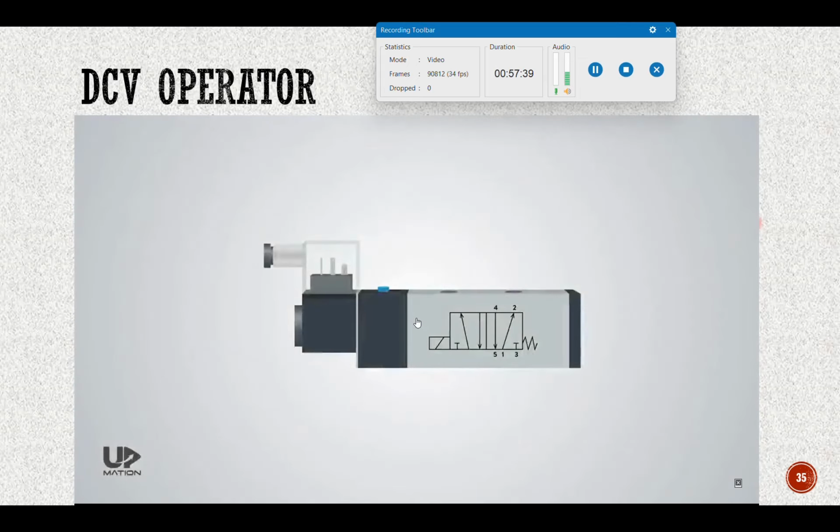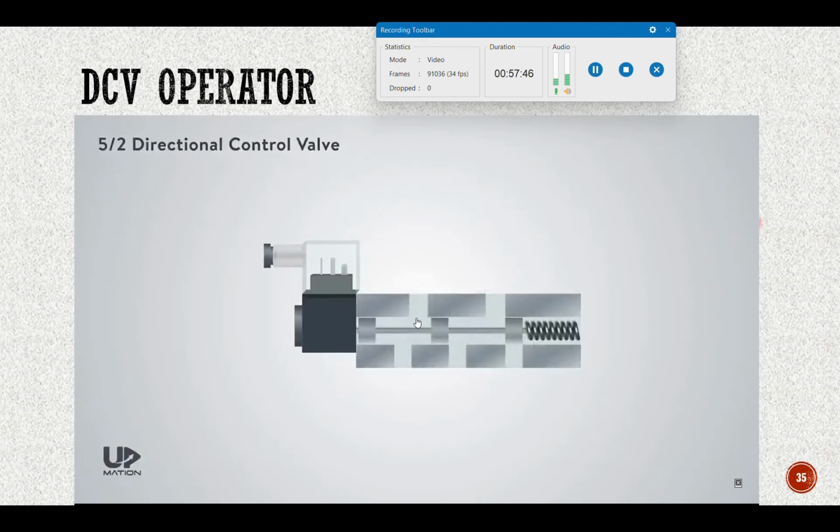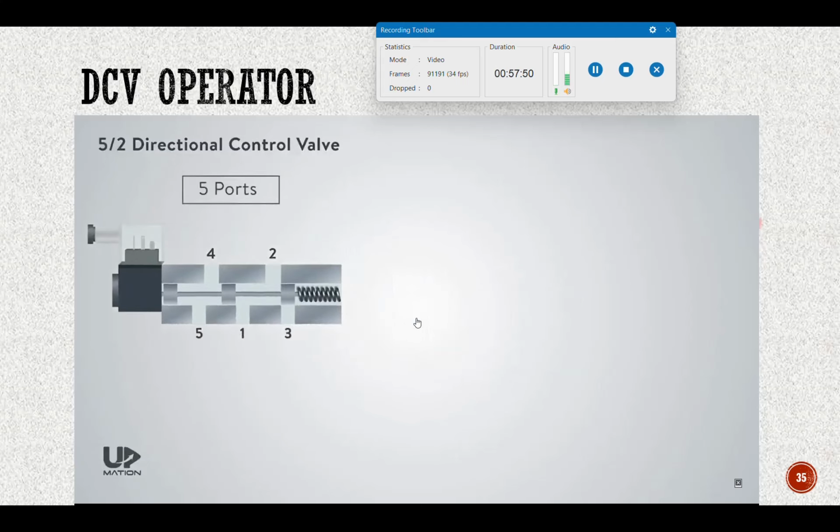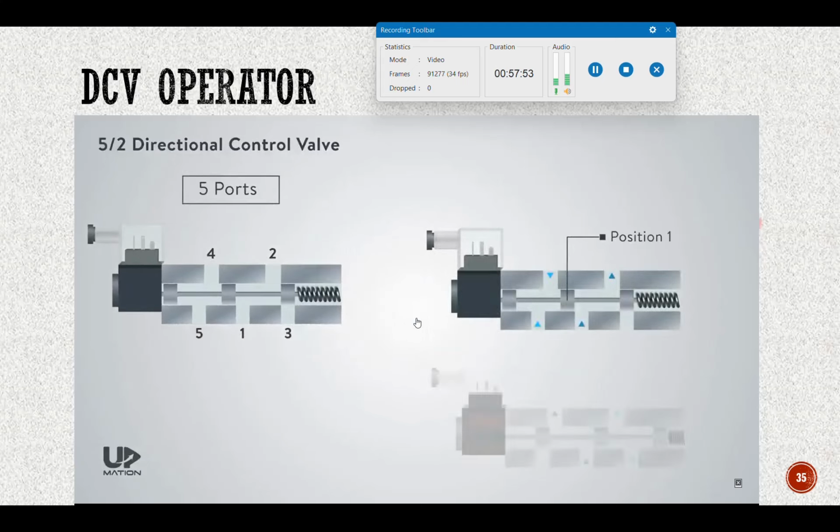This valve is known as a 5x2 solenoid valve, or a 5x2 pneumatic directional control valve. The first digit is for the number of ports the valve has, and the second digit is for the number of states the spool can be in.